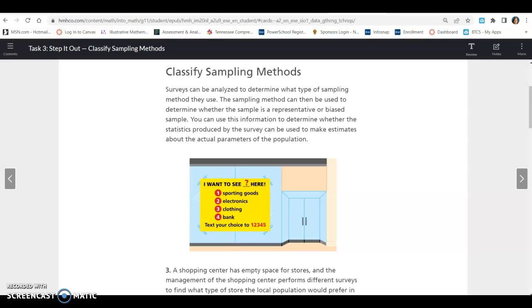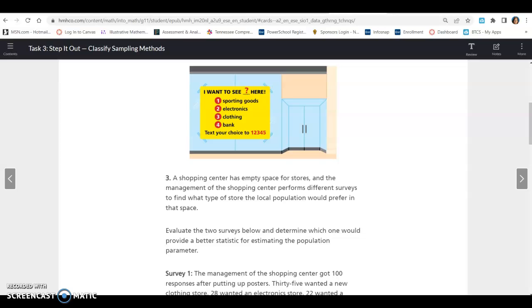Lesson 19.3, Task 3. Classify sampling methods. Surveys can be analyzed to determine what type of sampling method they use. The sampling method can then be used to determine whether the sample is a representative or biased sample. You can use this information to determine whether the statistics produced by the survey can be used to make estimates about the actual parameters of the population.